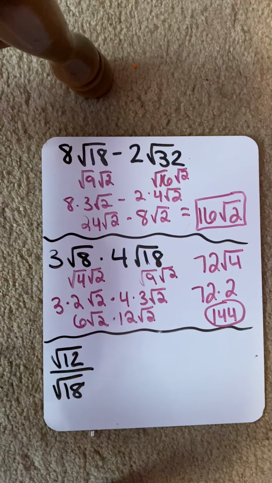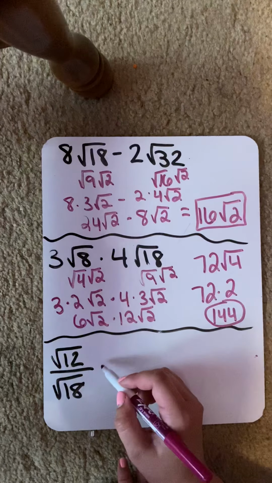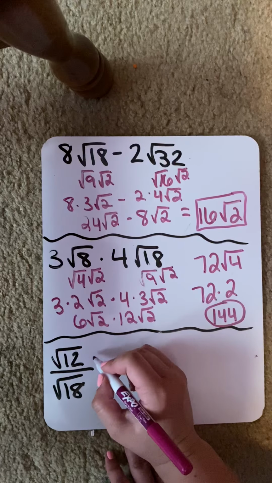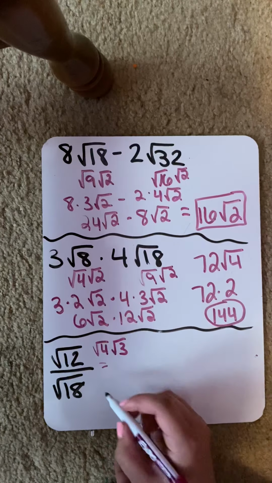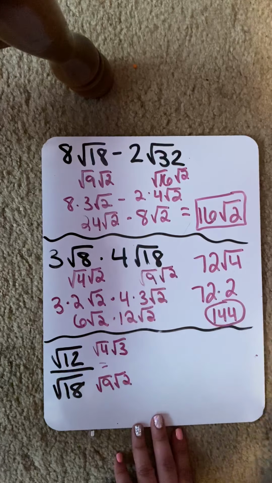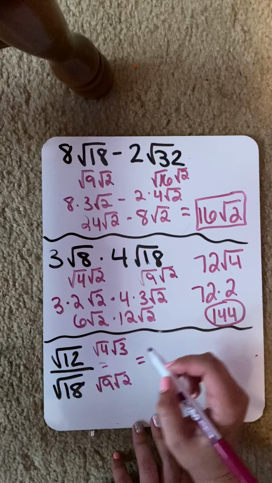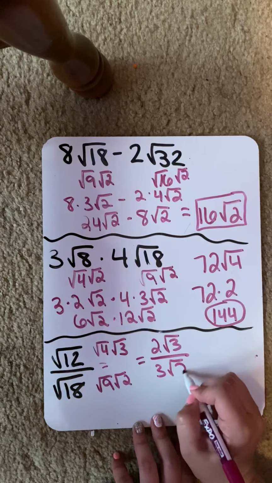Now to divide, you always want to multiply by the radical on the bottom. You don't want to leave a radical on the bottom ever. So again, I choose to simplify it first. You don't have to. You could multiply by the square root of 18 over the square root of 18, but I'm going to simplify it. The square root of 12 is 4 times 3. The square root of 18 is 9 times 2. Wow, I just realized I picked 18 in all the examples.